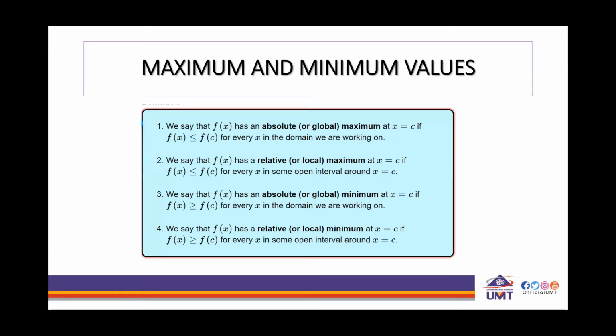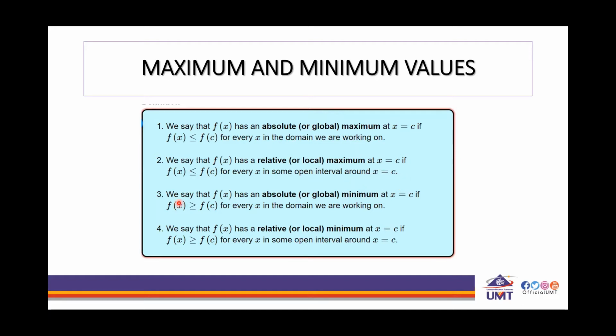We say that f(x) has an absolute or global maximum at x equals c if f(x) is smaller or the same as f(c) for every x in the domain we are working on, okay? And that is called absolute maximum. And then we say f(x) has a relative or local maximum, tadi tu global, ni local maximum, at x equals c if f(x) is smaller or the same as f(c) for every x in some open interval around x equals c.